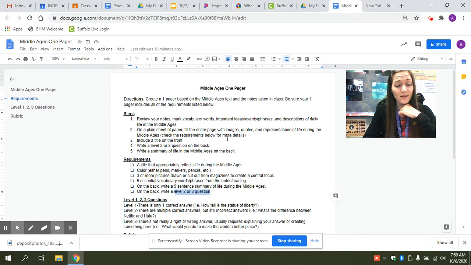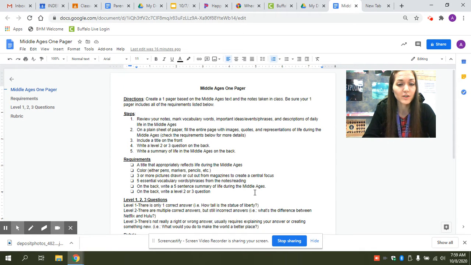So that's a lot of stuff. I kind of broke it down into steps so that way you guys wouldn't feel so overwhelmed. First, review your notes. You're going to want to mark the vocab words, important ideas, events, phrases, and descriptions of daily life in the Middle Ages. This is going to help you with both the front and the back of your assignment, so I would highly recommend not skipping that step.